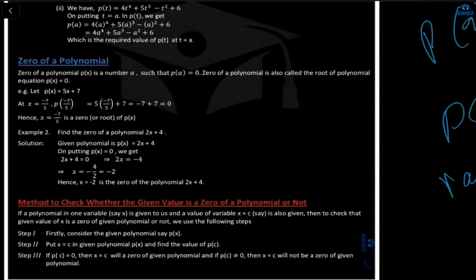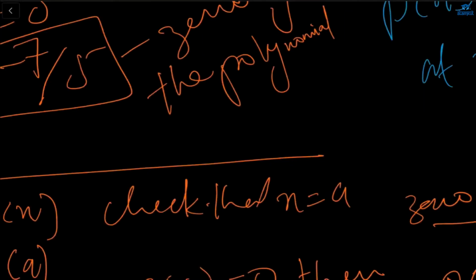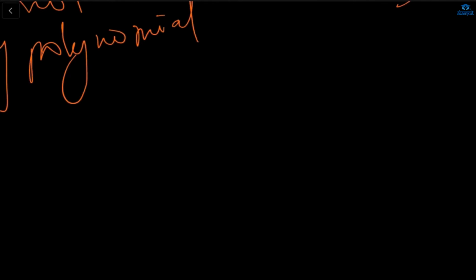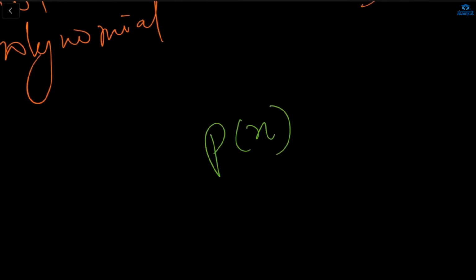Now, for example, you need to find out the zero of a polynomial at x equal to 1. Okay, p(x) is a polynomial, everybody. Now we need to check whether x, you can say alpha, is the zero of the polynomial.